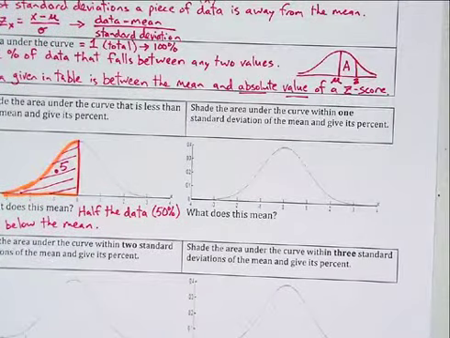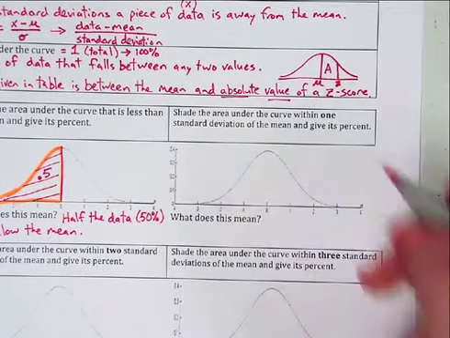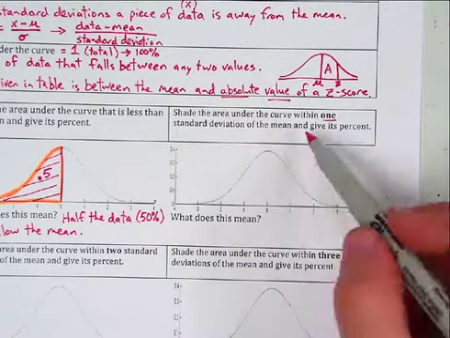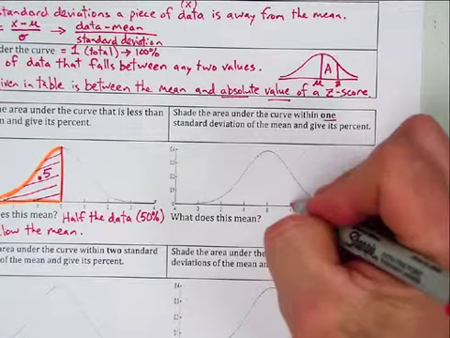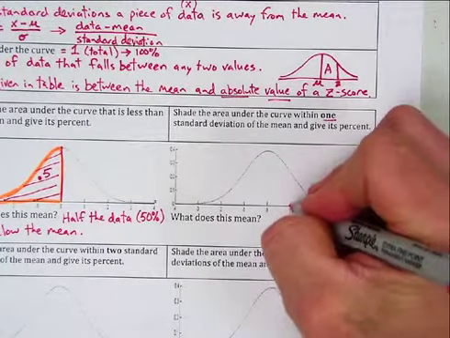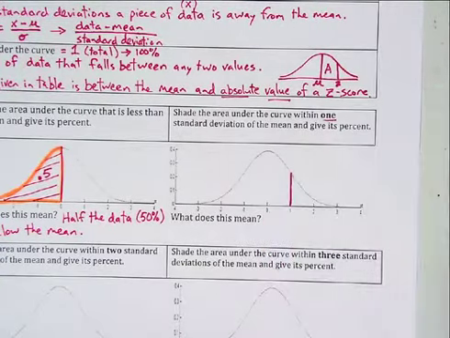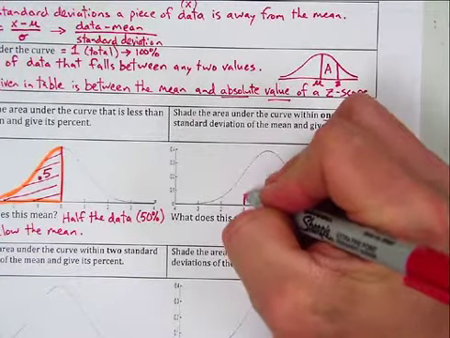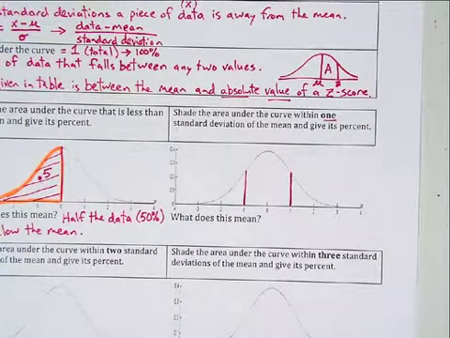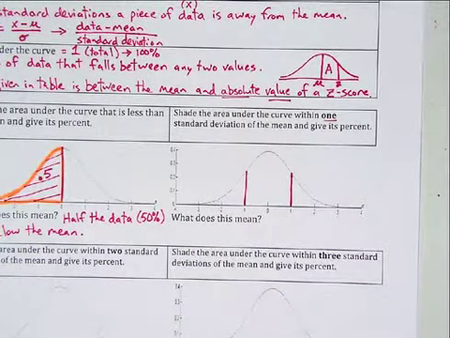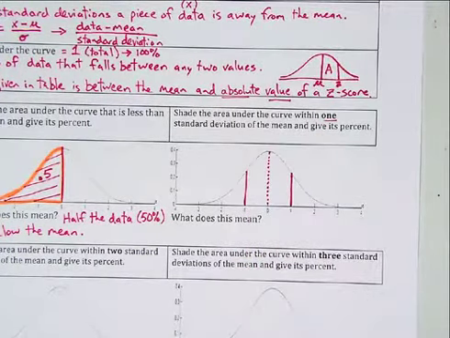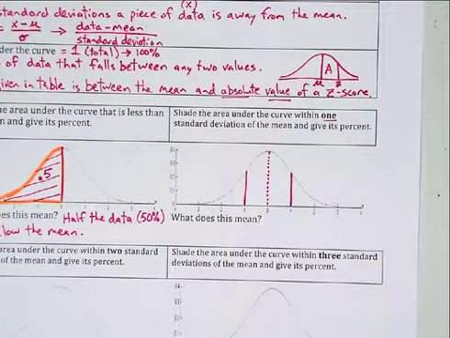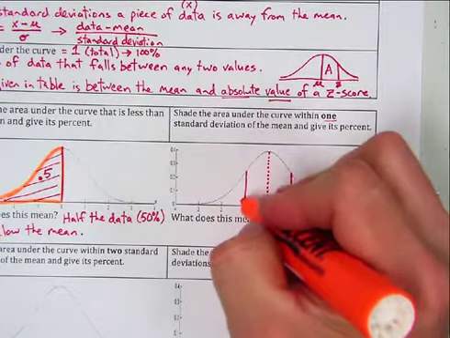Now in our next example, it says shade the area under the curve within 1 standard deviation of the mean on either side and give its percent. So within 1 standard deviation could be to the right or to the left. So here's 1 standard deviation above the mean, and here's 1 standard deviation below the mean. Okay, and I'll just draw the mean in here. It's a good habit to get into. So here's what we're looking for.